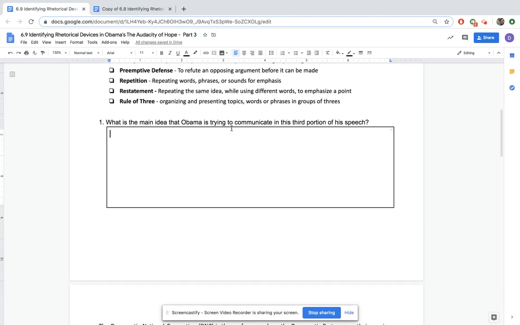Your only written response question today is to name what is the main idea that Obama is trying to communicate in this 3rd portion of the speech.